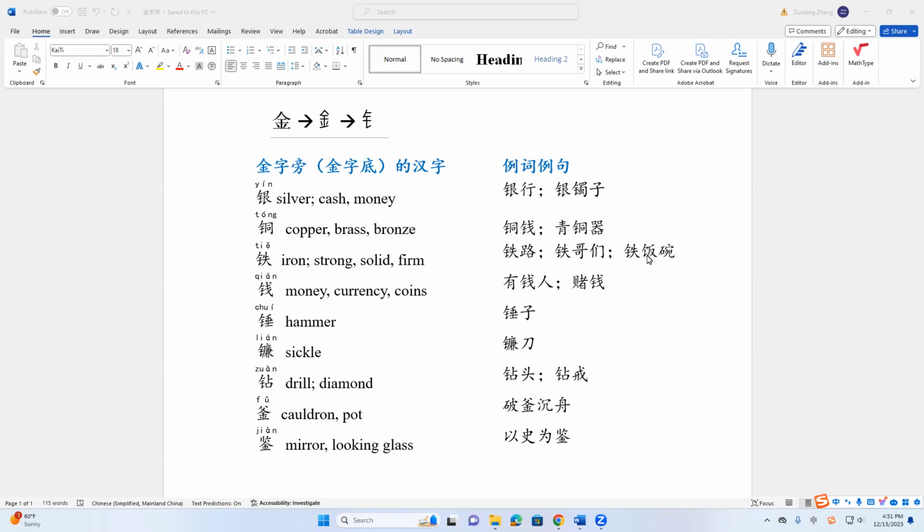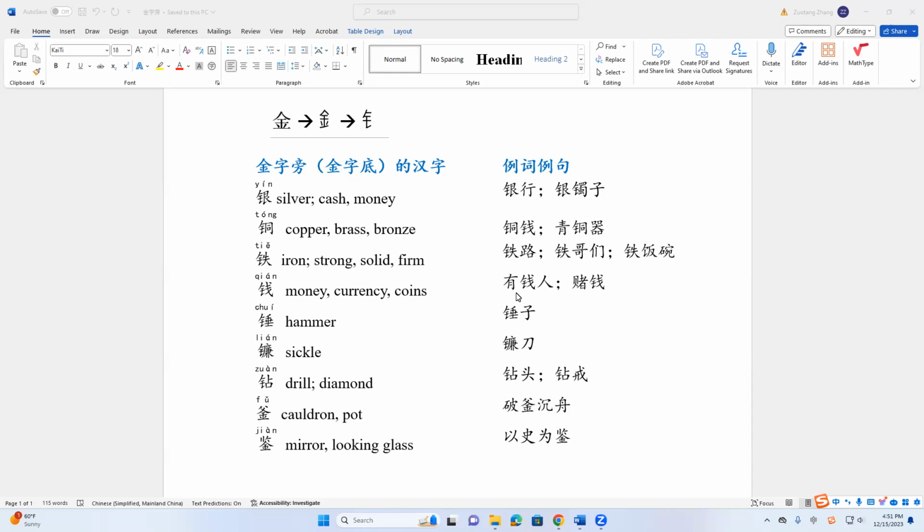Next one, 铁饭碗. 铁饭碗 literally means iron or steel rice bowl, but it actually means a secure job. 铁饭碗.